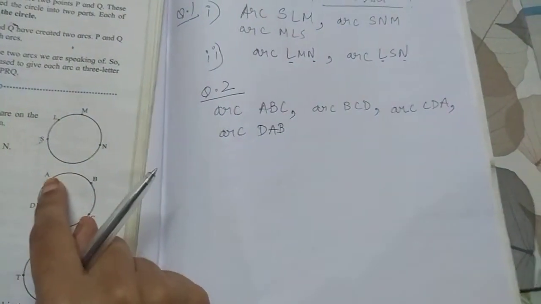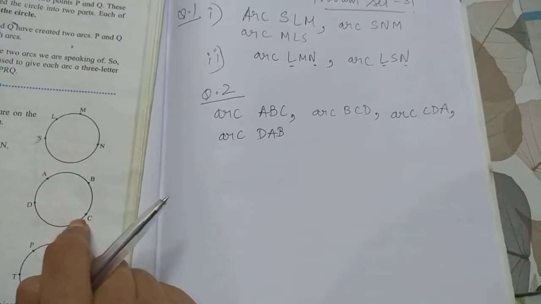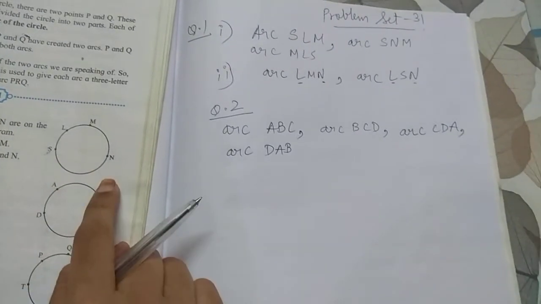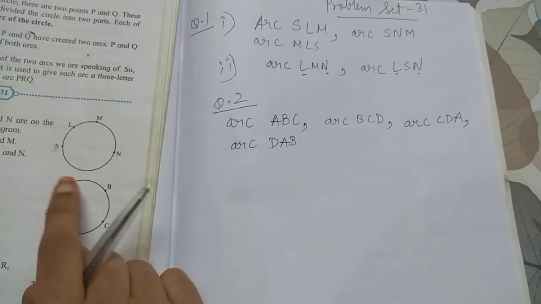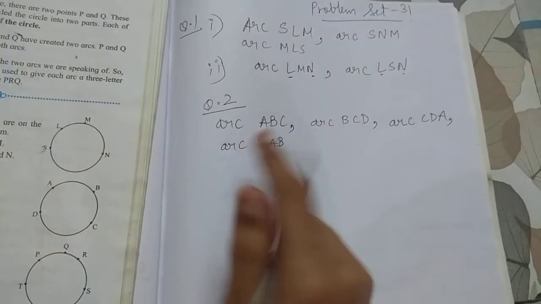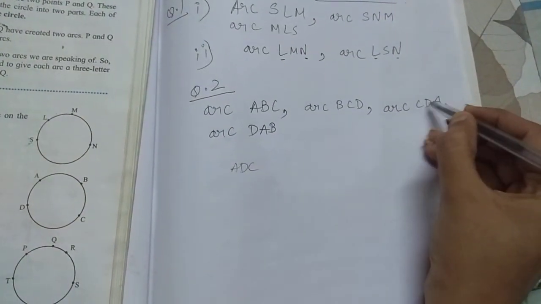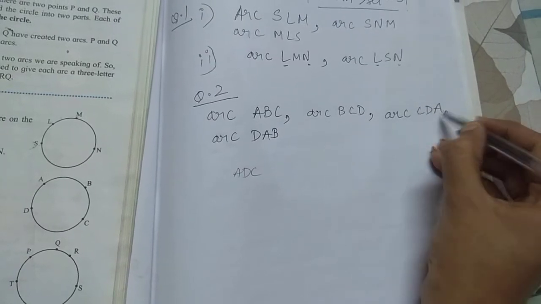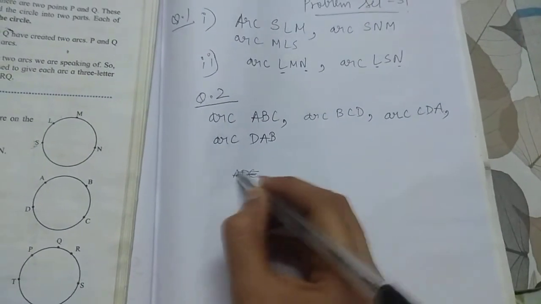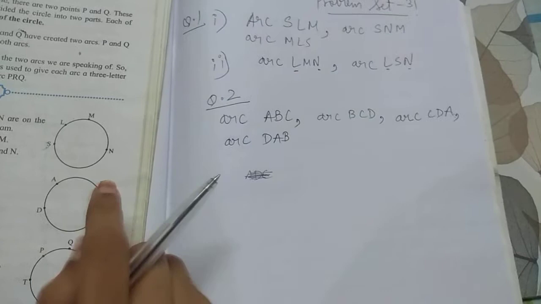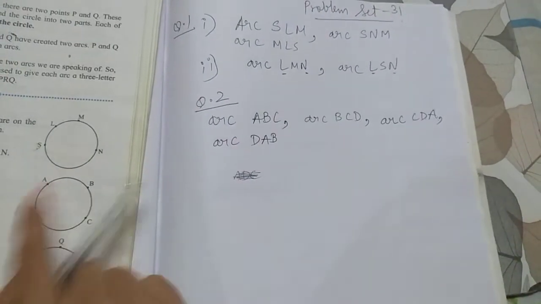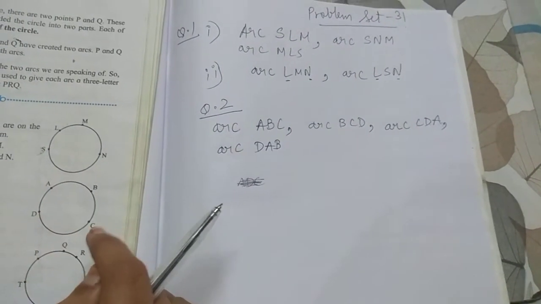Now coming again on to A, it's been repeated. If we go the reverse way, we see ADC. If I write ADC, it's already been done. ADC and CDA are one and the same, so no need to repeat it. So this is the trick: one letter you have to take and you have to name the arcs, okay?